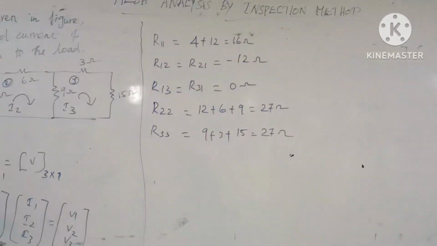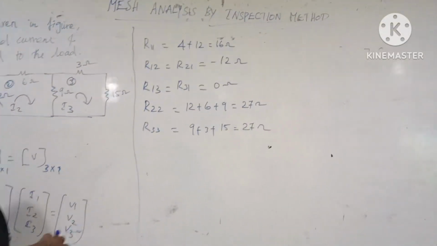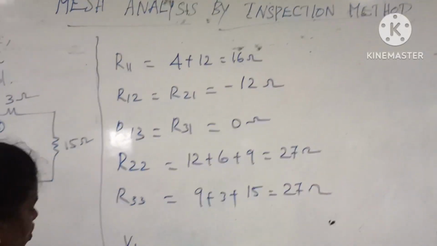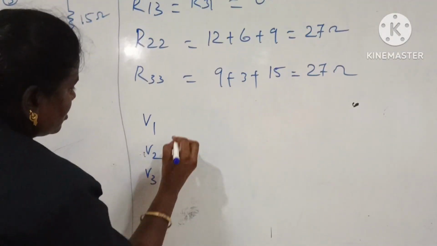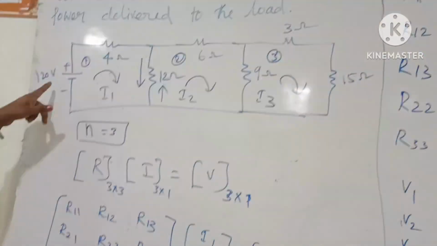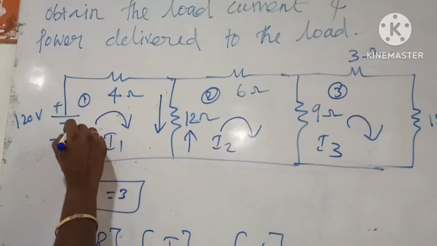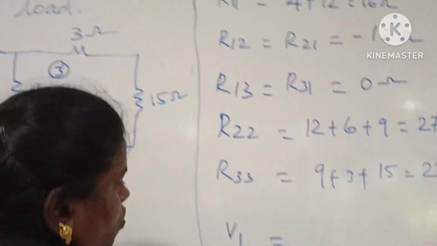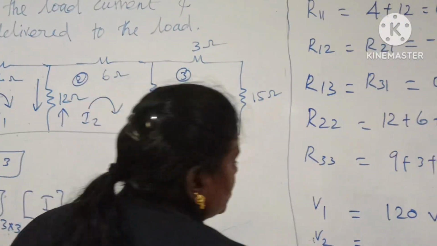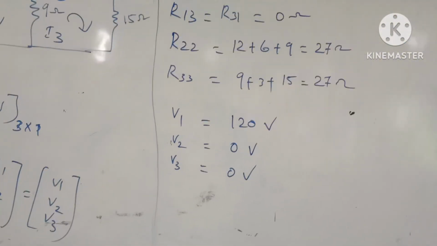So for the general matrix equation, the resistance values you have to find. Then you have to find the voltage source values V1, V2 and V3. V1: in the first loop we have a voltage source of 120 volt, current flowing negative to positive, so the value is positive 120 volt. V2 is 0, in the second loop there is no voltage source, 0 voltage. Then V3 is also 0 volt.